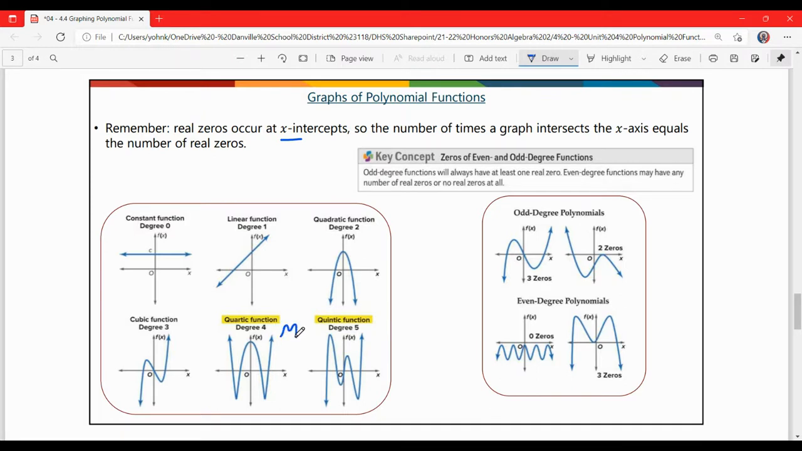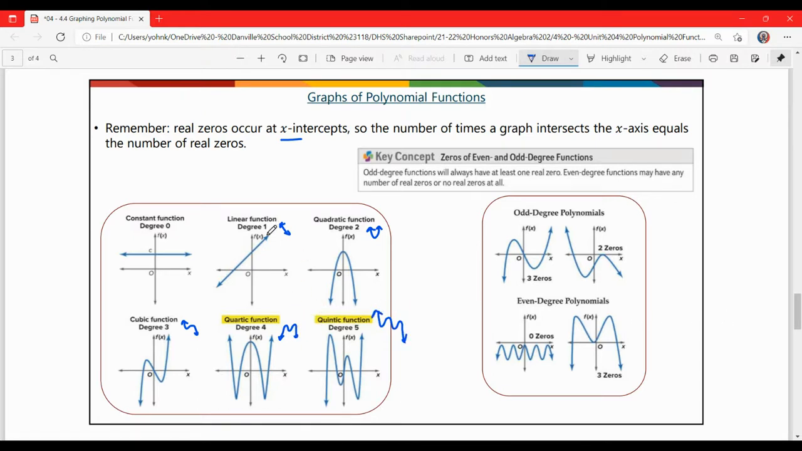I guess I can put him here. So it can look like that. It can also look like that. And then finally, a quintic is a degree of 5. It can also look like that.